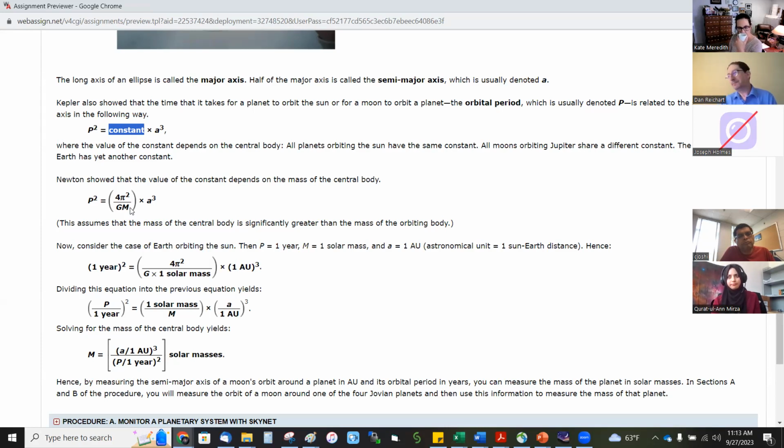But planets are negligible compared to the sun. Moons, at least for the moons we're looking at, are negligible compared to the planet. So we just go ahead and simplify this to mass of the central body.